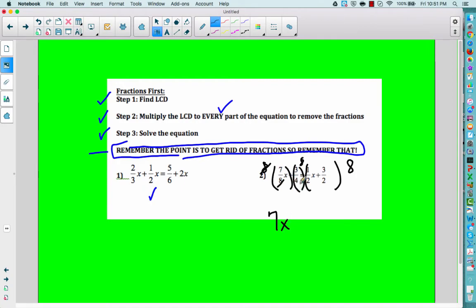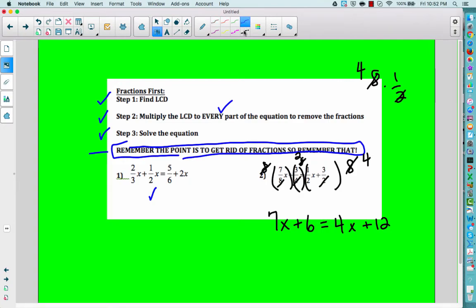The second term, it's plus. So 4 goes into 8 2 times. 2 times 3 is going to give me 6. Equals 8 times a half. 2 goes into 8 4 times. 4 times 1 gives me 4. 2 goes into 8 4 times. 3 times 4 is going to give me 12. Now you have an equation that has no fractions in it.